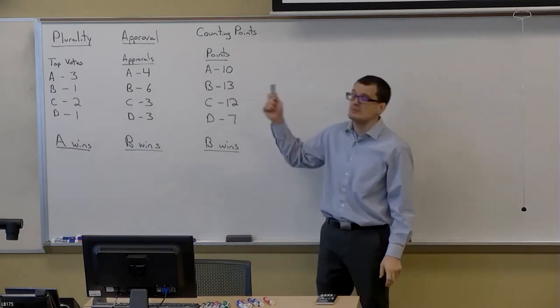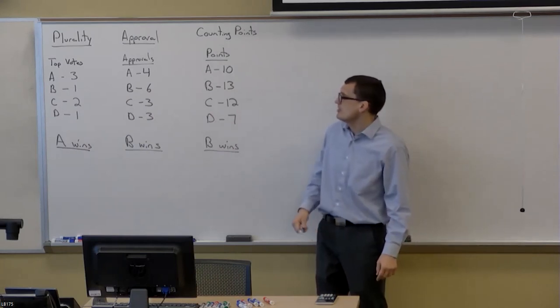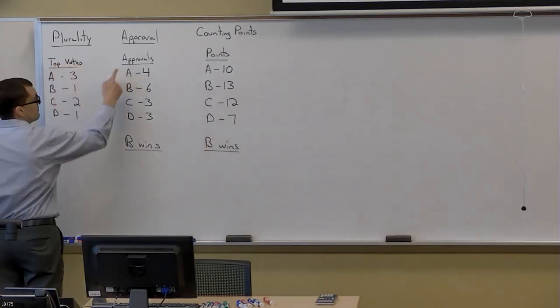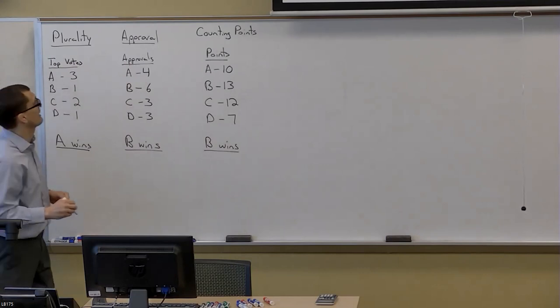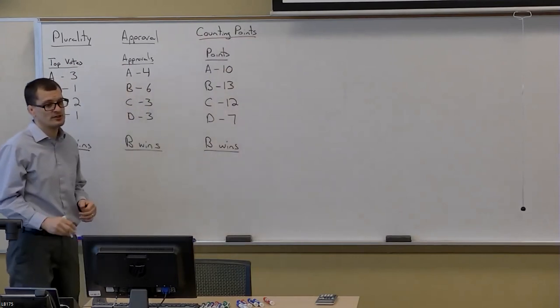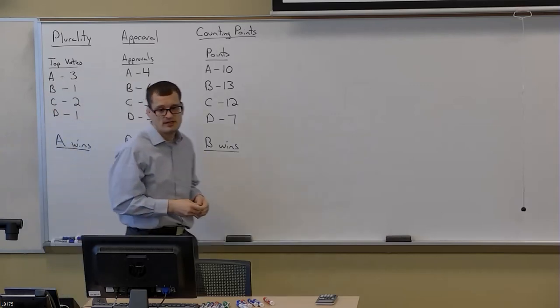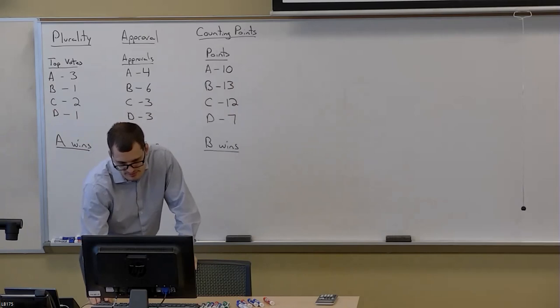Does that make sense? Plurality, approval, counting points. So plurality, we just count the top votes. Approvals, we count all the A's. And again, if I give you one, you'll have little A's next to it. And then for counting points, we just count up the number of points. Those are the 3 ones where you just essentially count different things.